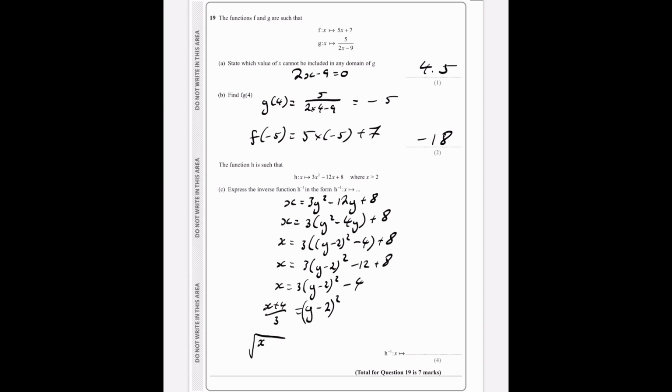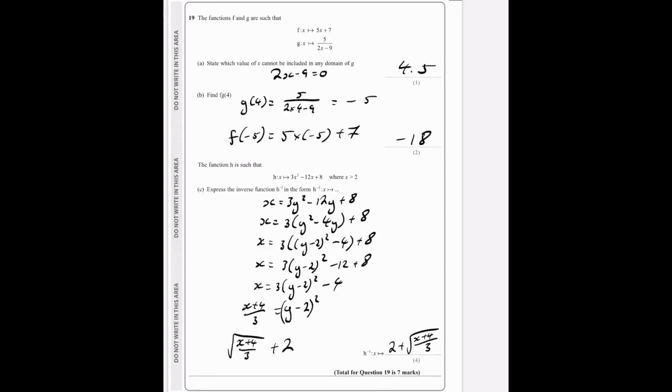Then we square root. I'm going to take the positive square root because the question tells me that x is greater than 2. I'm not going to take the negative square root in this one, and therefore our inverse function is 2 plus the square root of x plus 4 all over 3.